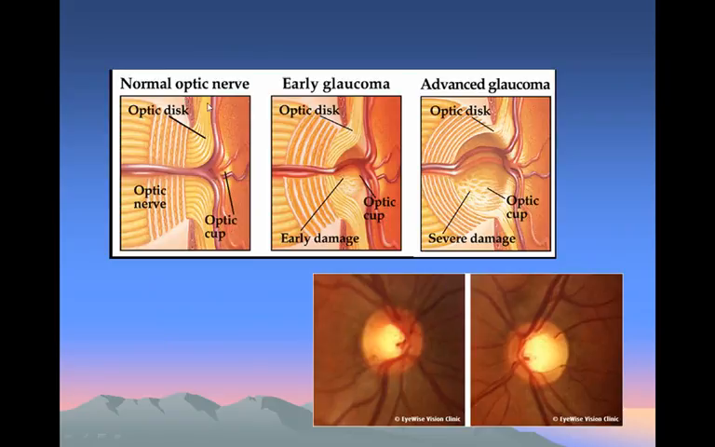So here's a picture of a normal optic nerve. Early glaucoma, you can see where the optic cup is, and that's from that pressure in the eye pushing back and the damage that's happening to the optic nerve. And finally, advanced glaucoma, because of the pressure pushing back, there's that lack of blood flow, and you see how much thinner it is, the optic nerve and the ophthalmic artery. And those are some real pictures.